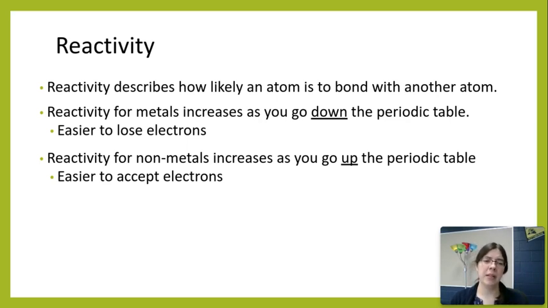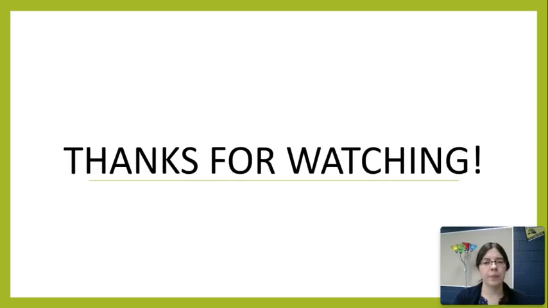Nonmetals on the other hand, their reactivity increases as you go up the periodic table. So fluorine is very reactive. This is because it's easier for the atoms to accept electrons from their neighbors because they're not holding on to as much stuff. So when they take an electron, they can hold on to it easily.